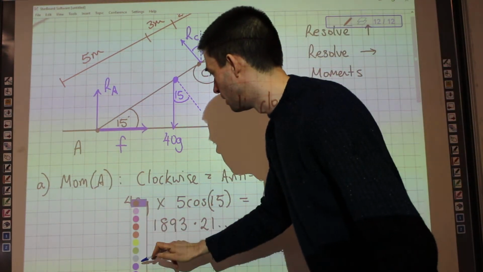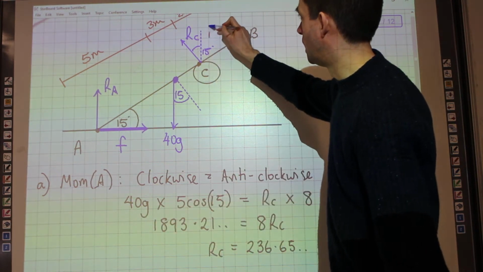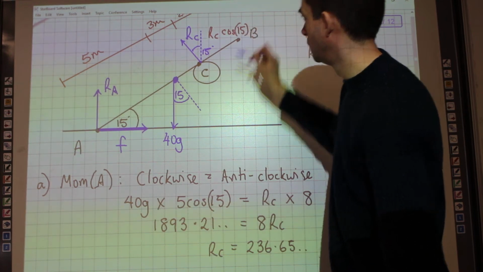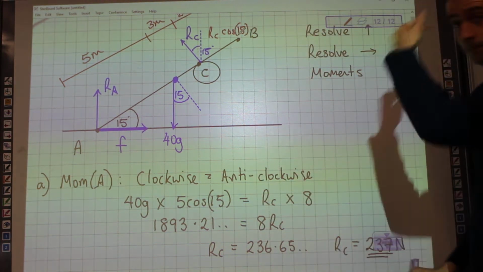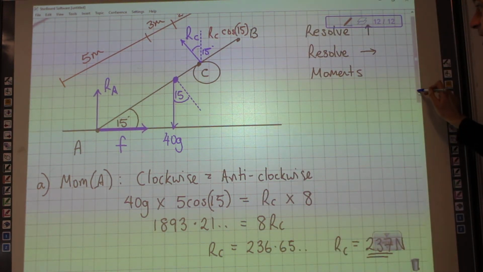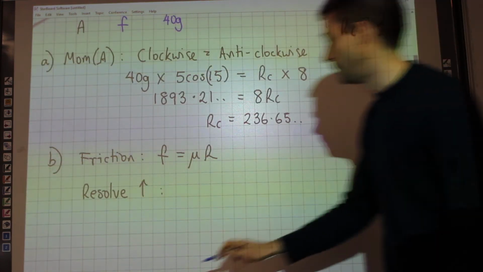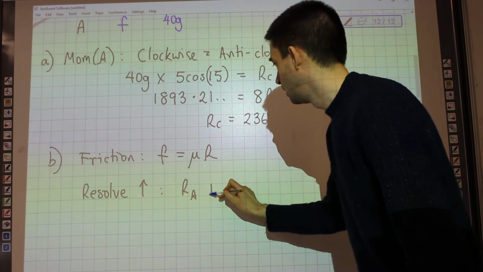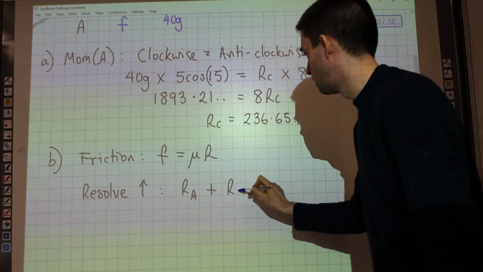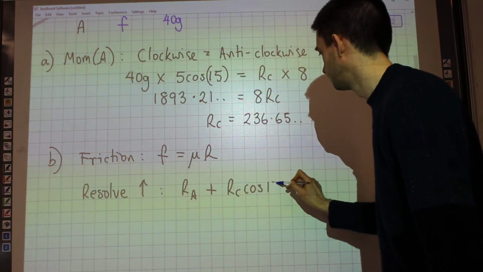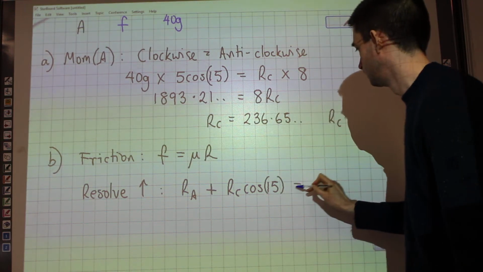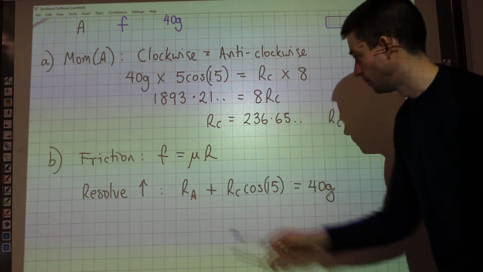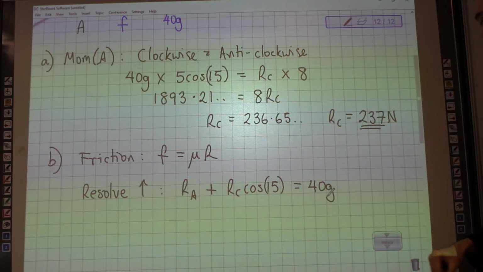So let's label that on there. We've got RC cos 15, which is acting vertically. So what I actually have when I'm doing my vertical resolution is I have the reaction at A plus RC cos 15 equals 40G. So all forces up equals all forces down.